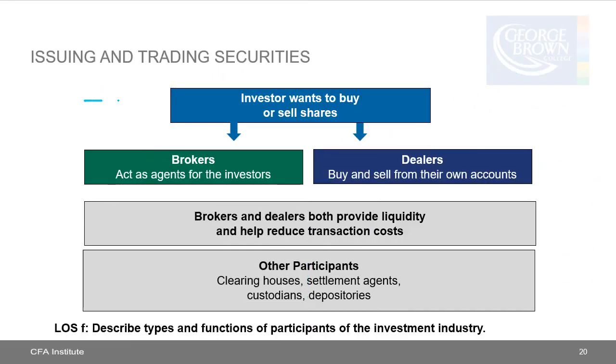So a quick graphic here for investors. Whether individual or institutional investors want to buy or sell shares, it's going to go through either a broker or a dealer. And again, the broker acts as agents for the investors, and dealers buy and sell from their own accounts. Brokers and dealers both provide liquidity and help reduce transaction costs. And some other participants in the investment industry are the clearinghouses, settlement agents, custodians, and depositories.